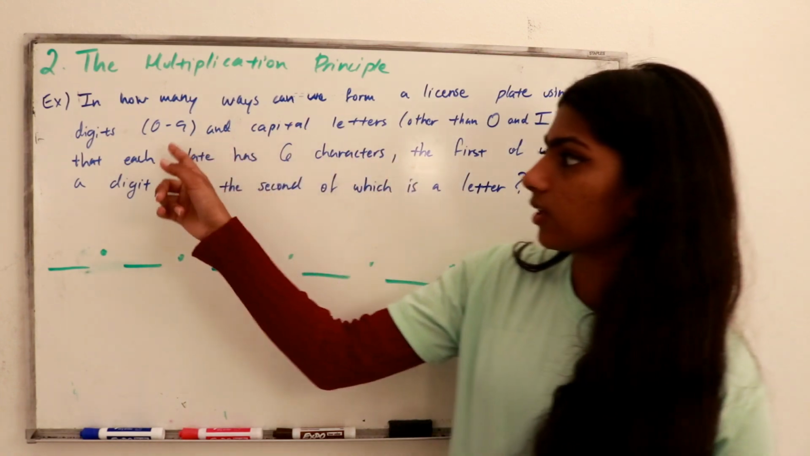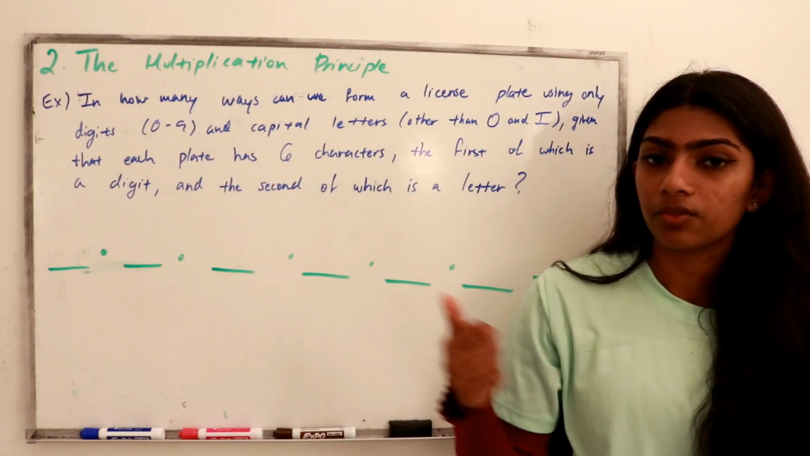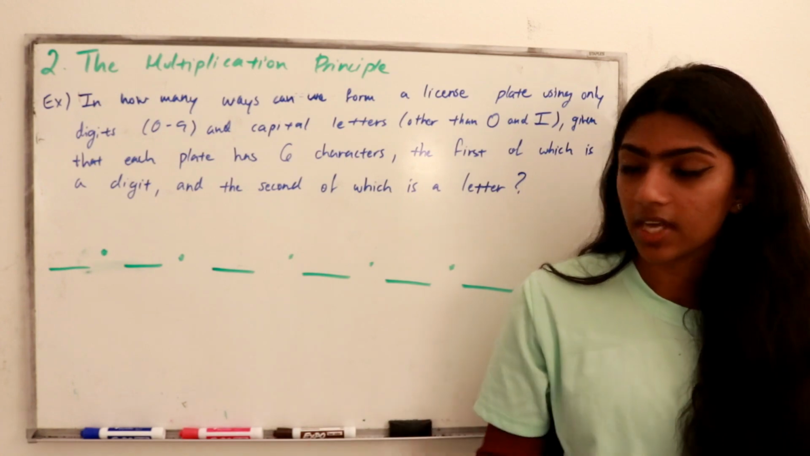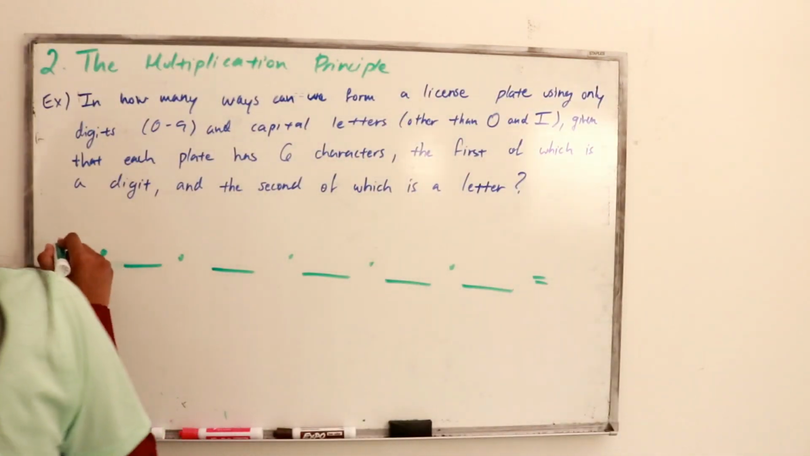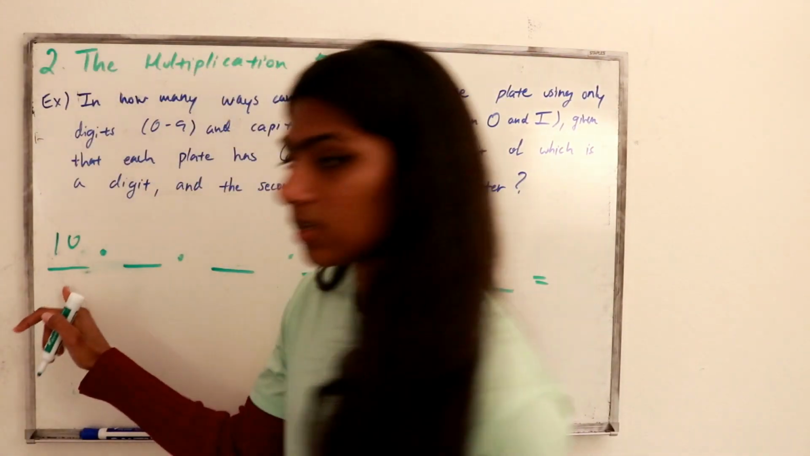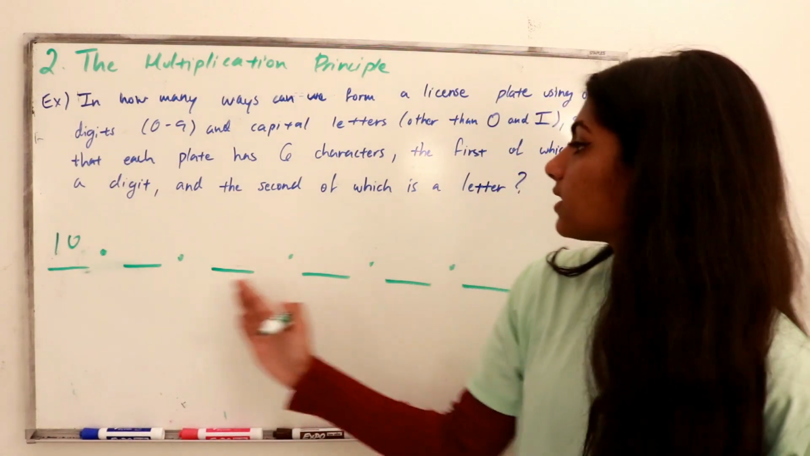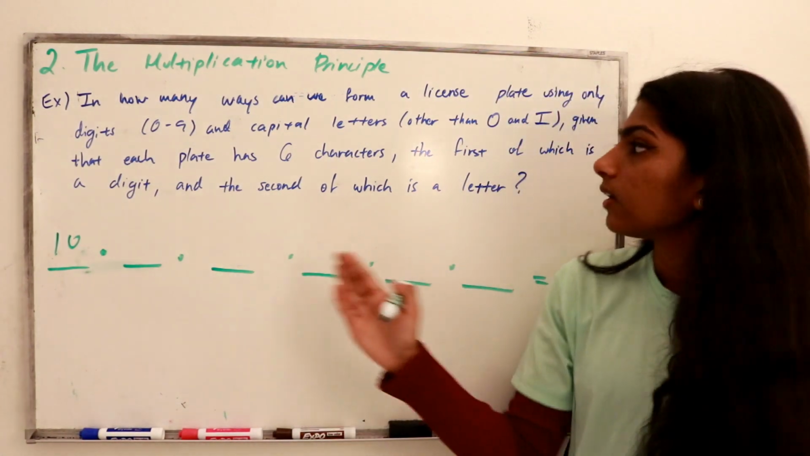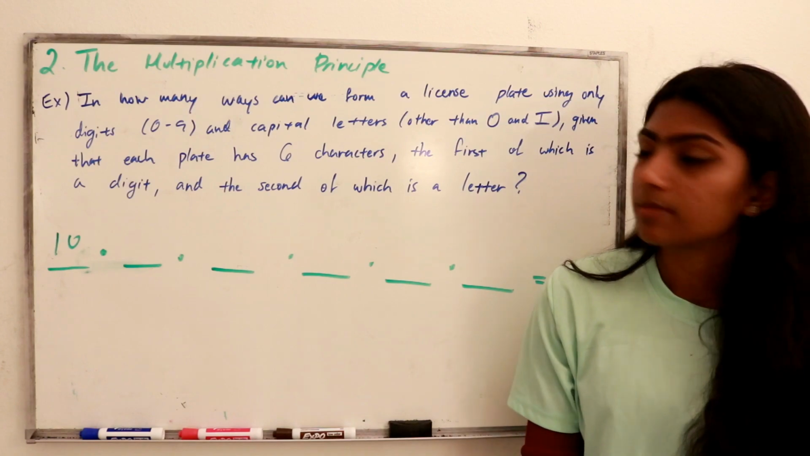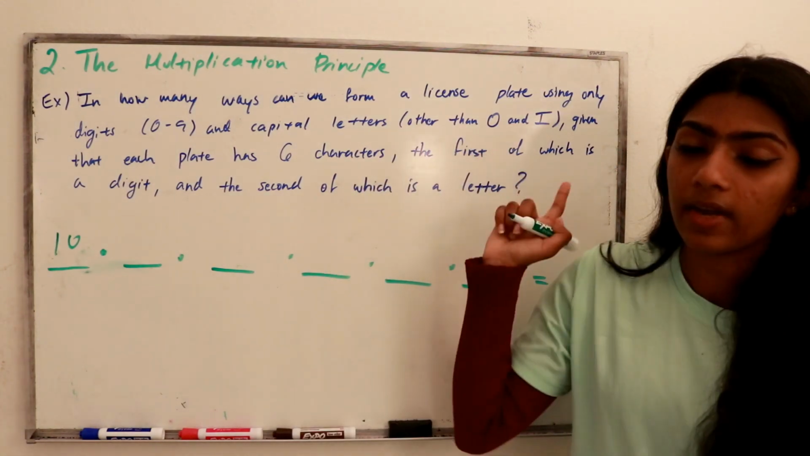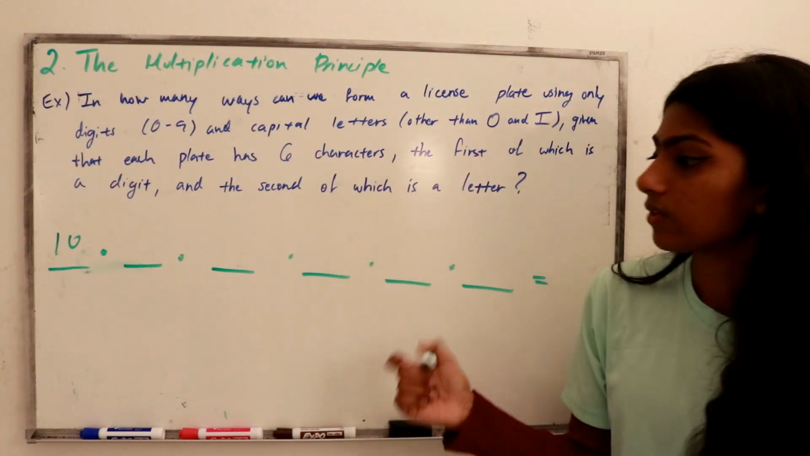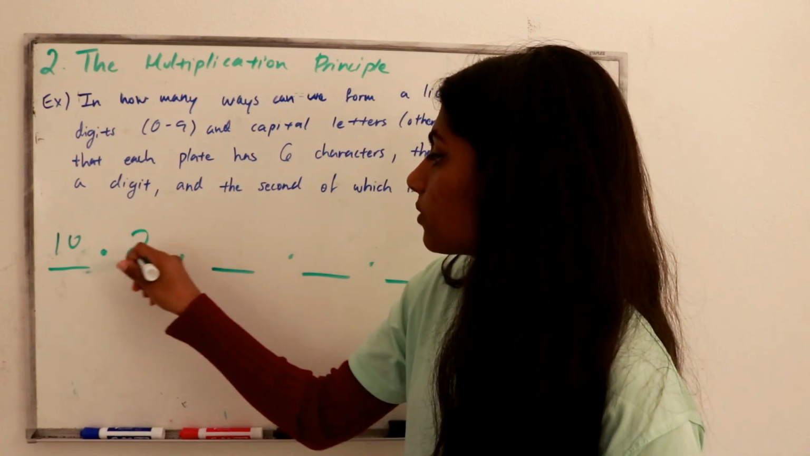So how many digits are there between 0 and 9? Well, if you count 1 through 9, that's 9, and then if you count 0, 10. So that means we have 10 options for the first character. Next, it says that the second has to be a letter. Now, you'd think, oh, we have 26, but it tells us to exclude O and I. So 26 minus 2, 24. So that means we have 24 options.